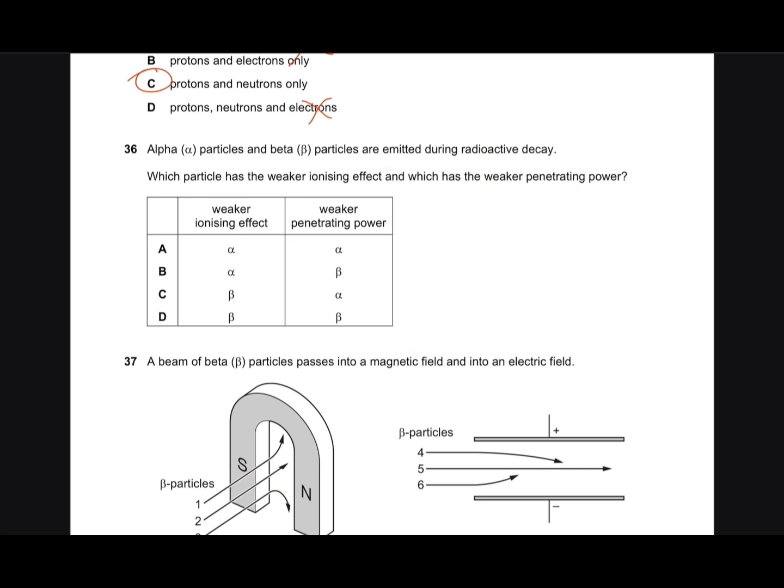36. Alpha particles and beta particles are emitted during radioactive decay. Which particle has the weaker ionizing effect and which has the weaker penetrating power? For the weaker ionizing effect, if we compare with alpha, it will be beta. And penetration-wise, alpha will have weaker penetration than beta. So the correct option is C.